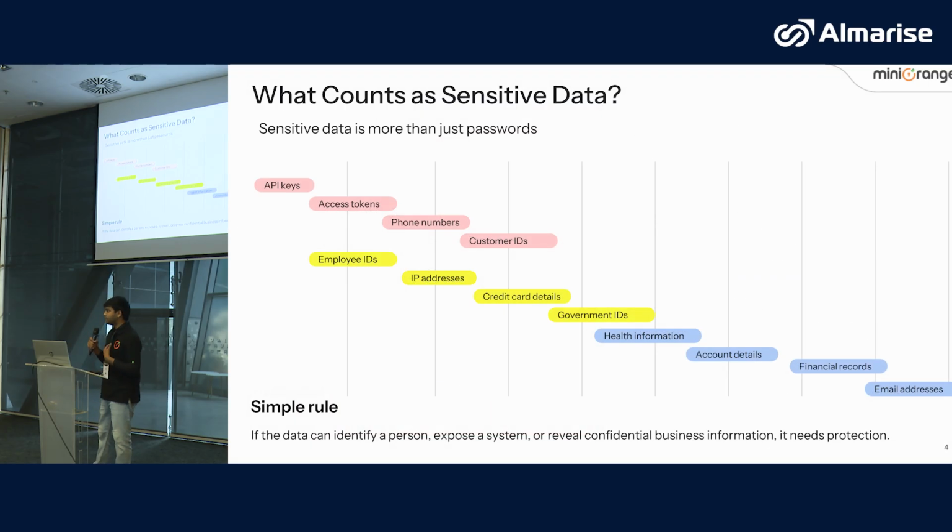When I say sensitive data, people usually think a password counts as sensitive data, but that's not it. It's a vast array of things like API keys, access tokens, employee IDs, IP addresses, credit cards, etc. A simple rule to classify sensitive data is: if the data can identify a person, expose a system, or reveal confidential business information, it is termed as sensitive data.